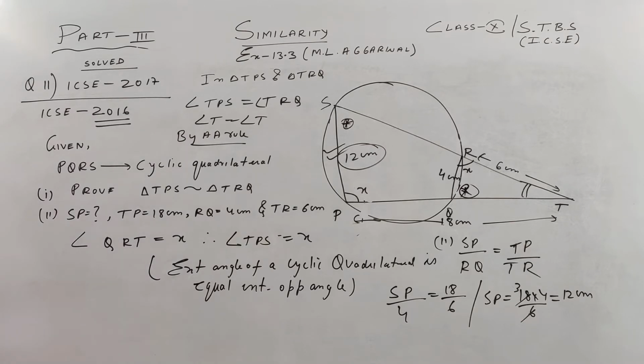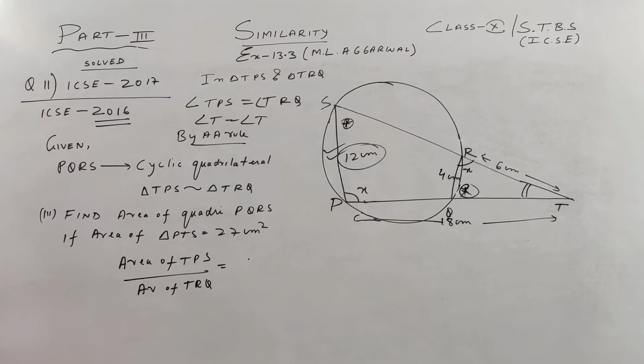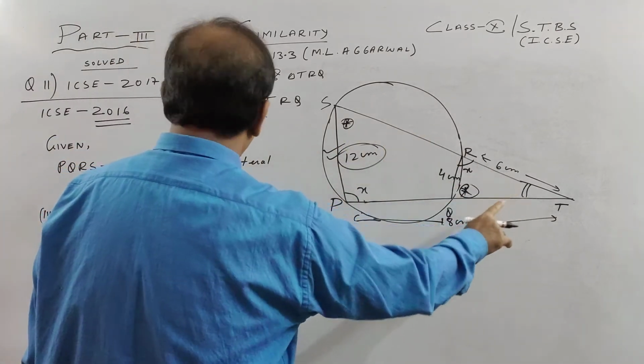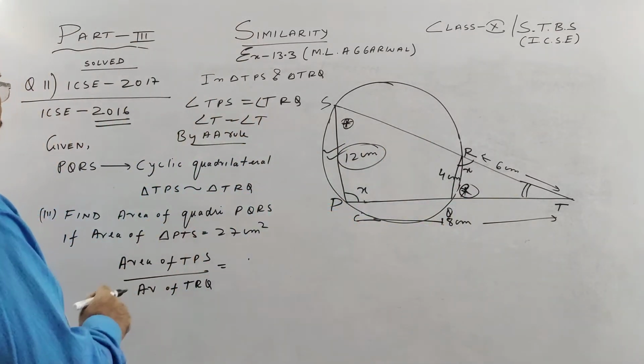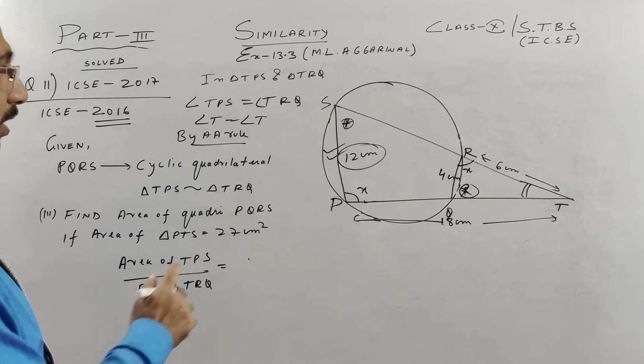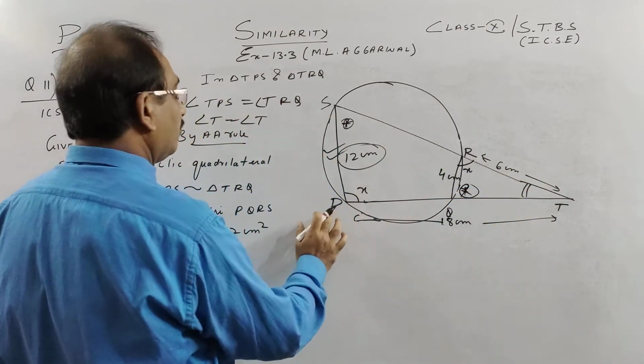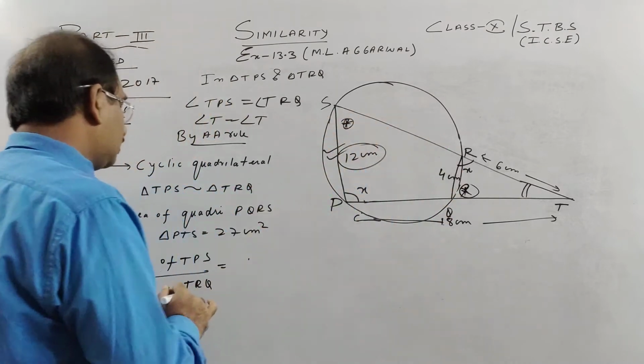And then there is a third part of the question also. Please copy, then we will do the third part. So next we see we have to find the area of this quadrilateral. If the area of the full PTS is given 27. So the full thing is 27. We have to get the area of this quadrilateral PQRS.